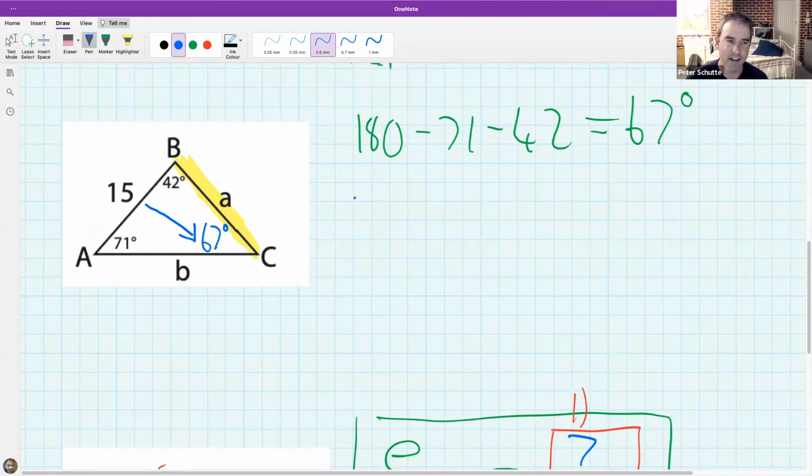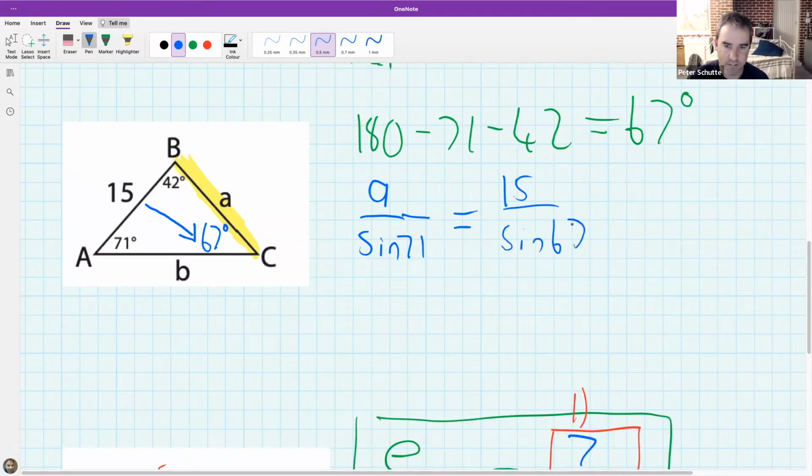And so when you write out the sine rule, you start by writing out the side you're looking for, which is A, over the sine of 71. And that's going to be equal to 15 over the sine of 67. And so that's why we needed David's hint to help us get to that 67. Now, the final step is going to be getting this A by itself, which I'm still waiting for answers to come through from the class. But it feels now like the hardest part of this question is done.